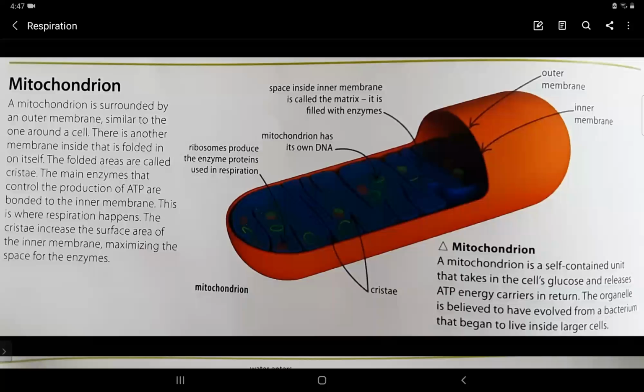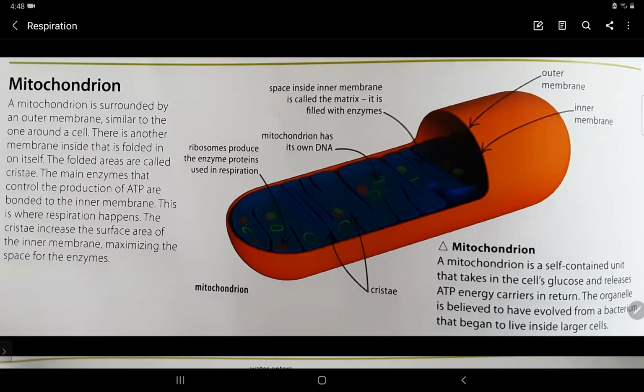Now let's read in detail about the mitochondria. A mitochondrion is surrounded by an outer membrane similar to one around a cell. There is another membrane inside that is folded in on itself. The folded areas are called cristae. The main enzymes that control the production of ATP are bonded to the inner membrane. This is where respiration happens. The cristae increase the surface area of the inner membrane, maximizing the space for enzymes.